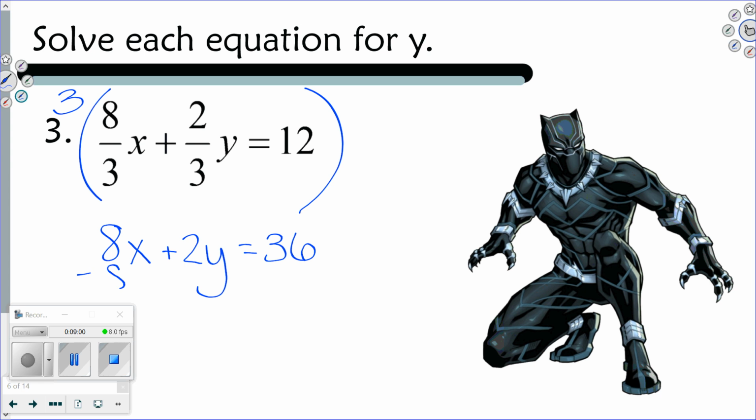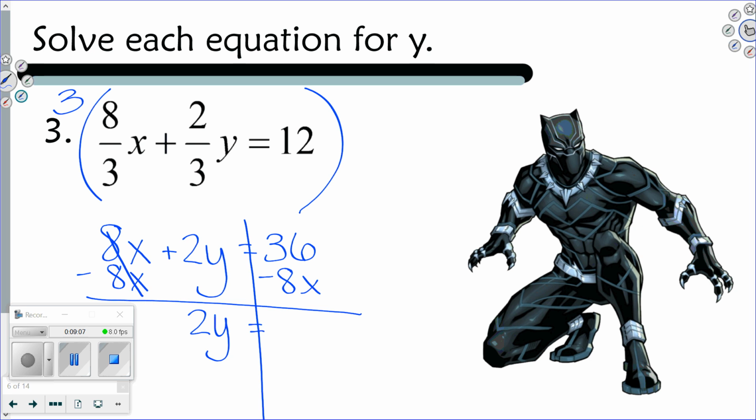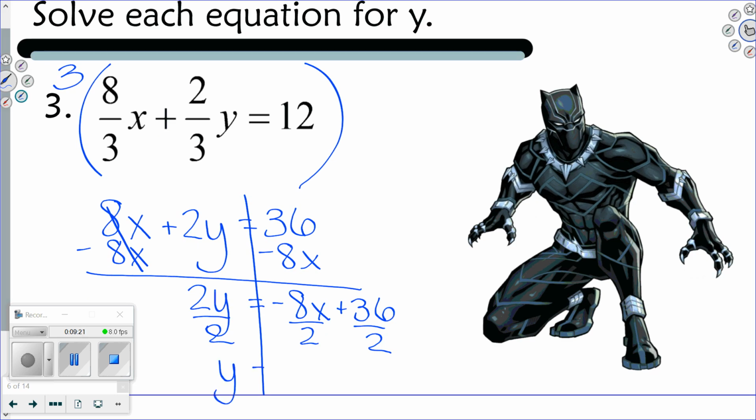Good, we'll subtract the 8x. So 2y equals, how would you write that? And then get y by itself. And we divide everything by 2. So today shouldn't be too bad of a day, right? It'll probably be hard.